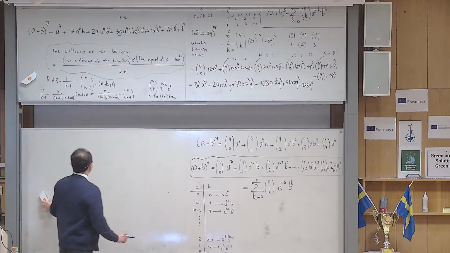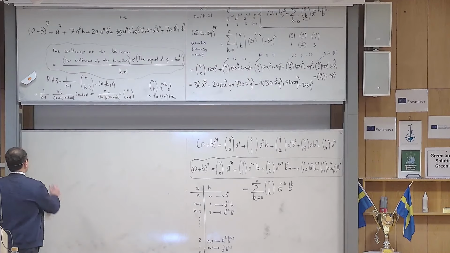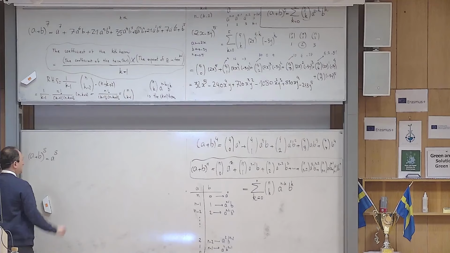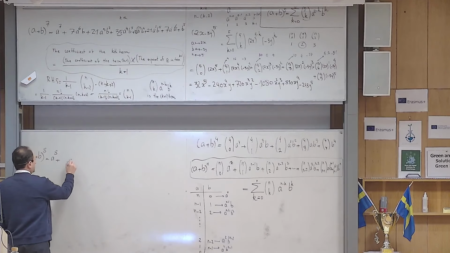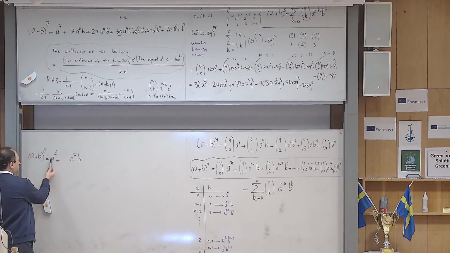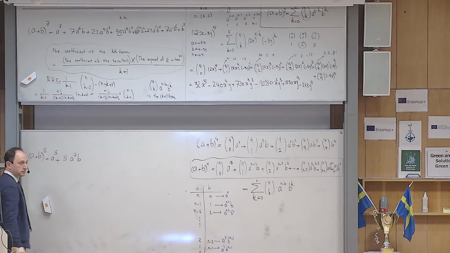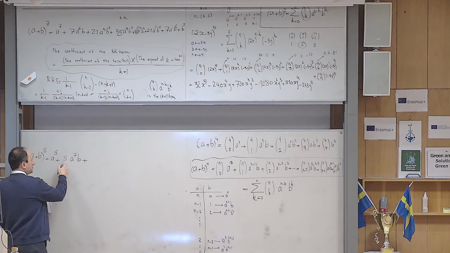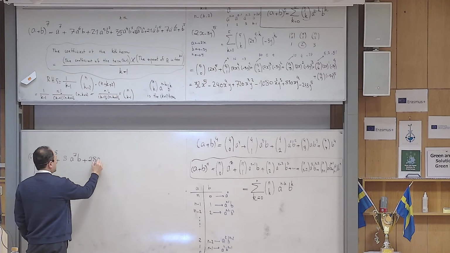Okay, so what we want to do now, for example, can you write this a plus b to the power 8 fast, okay? So we write a to the 8th. What is the next term? It is a to the 7 b. But what is the coefficient? 8 multiplied by 1 is 8, divided by 1 is 8. What is the next one? 7 times 8 divided by 2, which becomes 28.